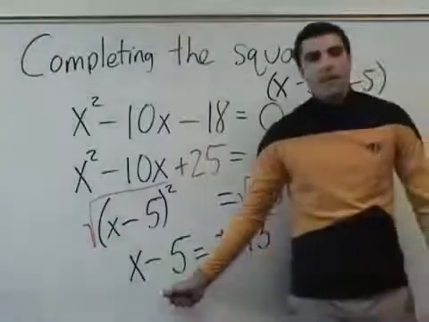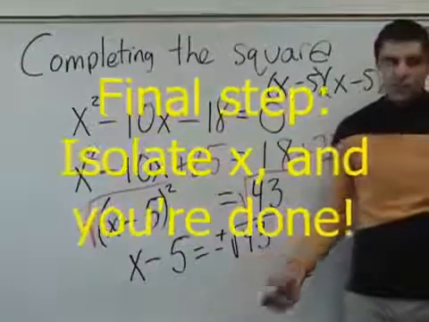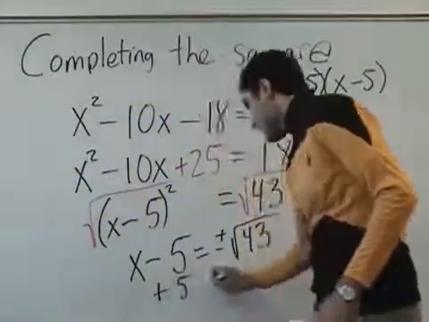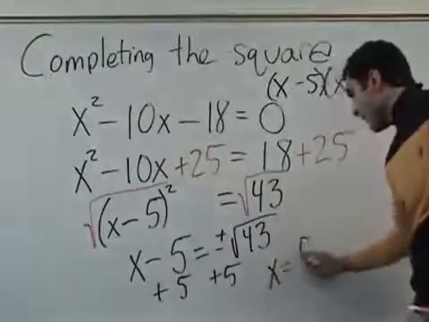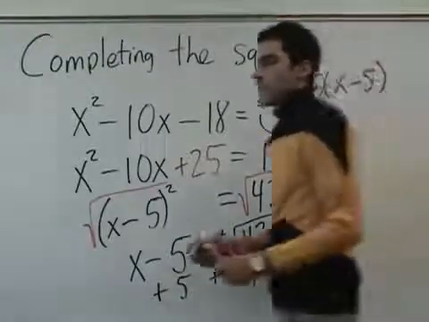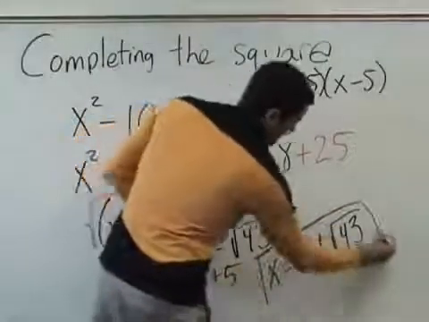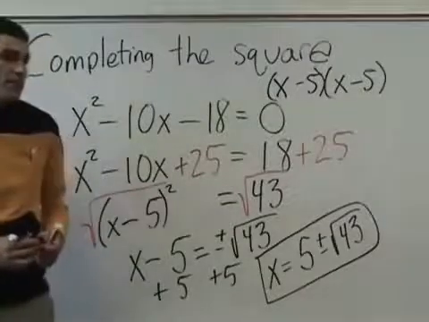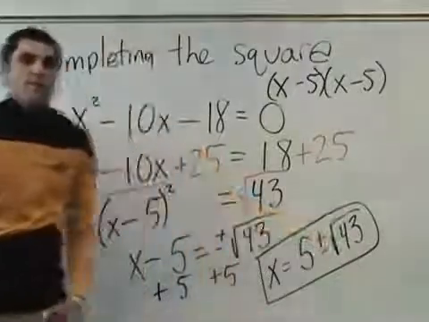So is x by itself yet? No, what do we do with both sides? Add 5, and we're done. That's completing the square. Plus 5. So is that the end? The problem is done. Our answer is x equals 5 plus or minus the square root of 43. Wait, that's the answer? Is there an easier way to do that? No, that's the only answer there is. Two answers, two numbers: 5 plus the square root of 43, 5 minus the square root of 43.